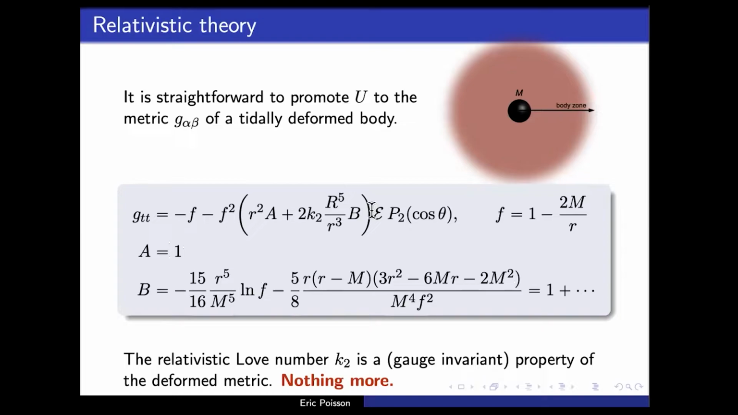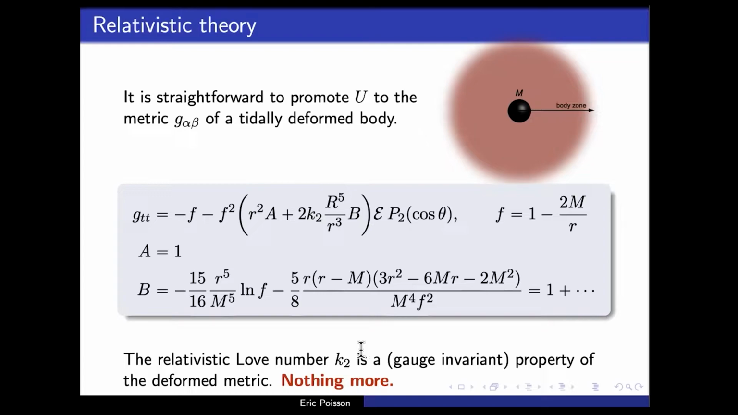But now you're working in full GR, and you've computed your K2, depending on the details of your body inside here. You've computed your K2 in full GR. So at this stage, I can claim that K2 is a property of the deformed metric. The deformed metric is defined in the body zone and only in the body zone. And all I can say about K2 is that it's a property of that metric. I can say even more: it's a gauge invariant property of that metric. And a priori, I cannot say anything more than that.